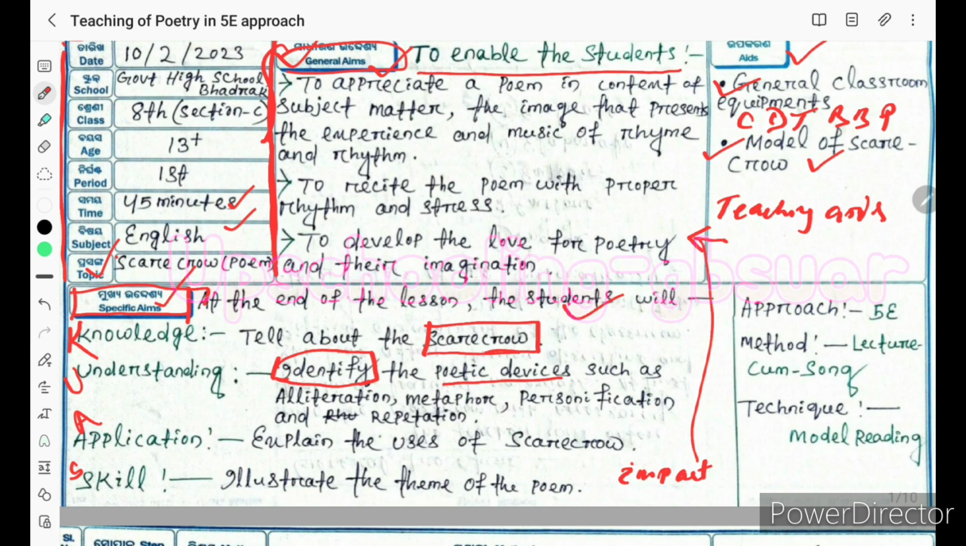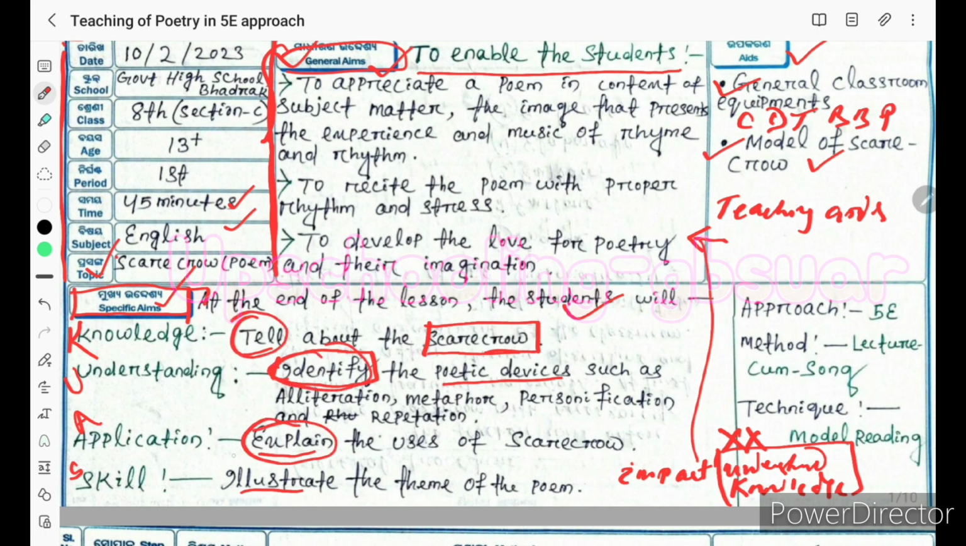It should be written in this format: the students will identify. As the objectives are based on developing their knowledge, understanding, application and skill, they should not be written in the format that the students will get knowledge or the students will understand. If we write in this format, we cannot measure whether the objectives are achieved or not. So, it should be written by giving an active role to the students.